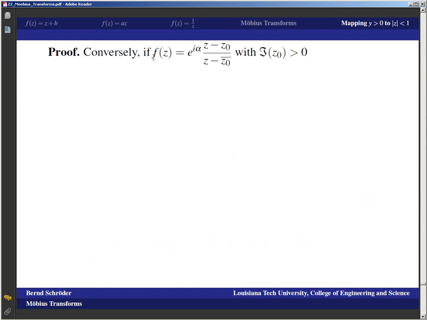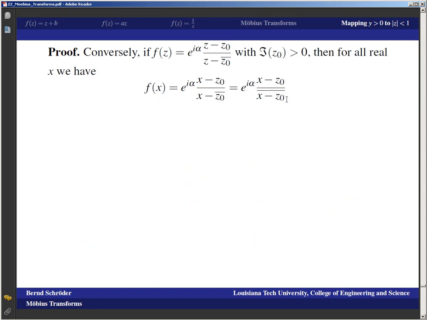Okay, conversely, if f is of this form with imaginary part greater than 0, well then for all real numbers x, we have f of x is just obtained by plugging into the formula, but that's e to the i alpha times x minus z0 over x minus z0 bar, and the absolute value of a number is equal to the absolute value of its conjugate, which means that f maps anything on the real axis, anything that is of the form x plus 0 times i, to stuff that has absolute value equal to 1.